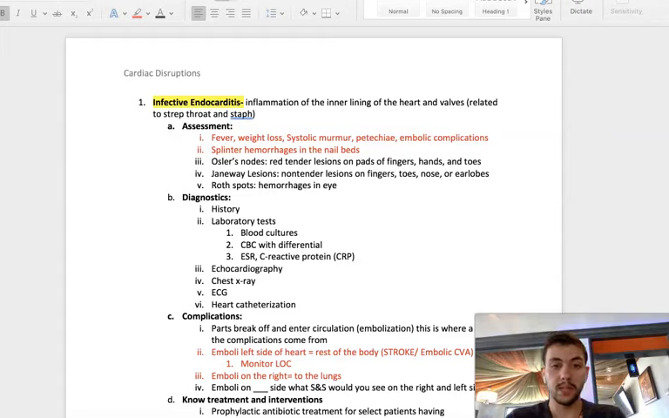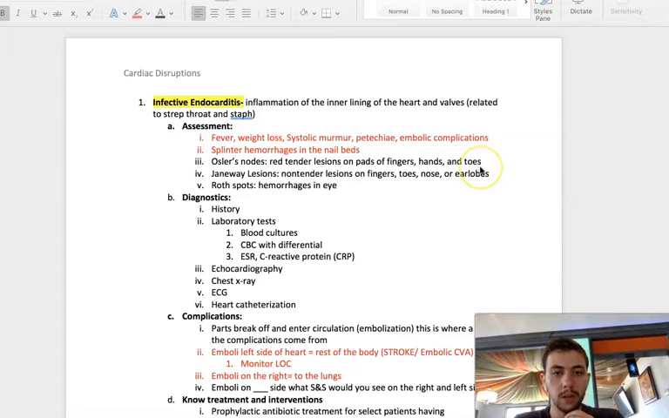Some signs and symptoms you will find in your assessment are fever, weight loss, systolic murmur, petechiae, and splinter hemorrhage in the nail beds. You have 3 specific ones to endocarditis. Osler's nodes, which are red tender lesions in the pads of the fingers, hands, and toes. Janeway lesions, which are non-tender lesions in the fingers, toes, and nose. And Roth spots, which are hemorrhages in the eye.